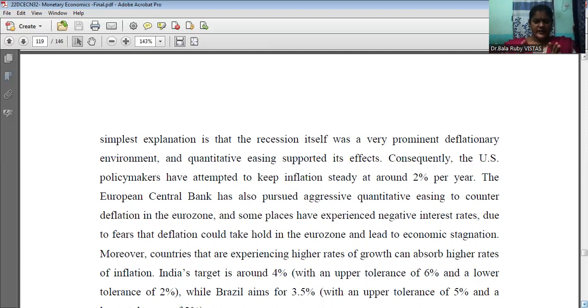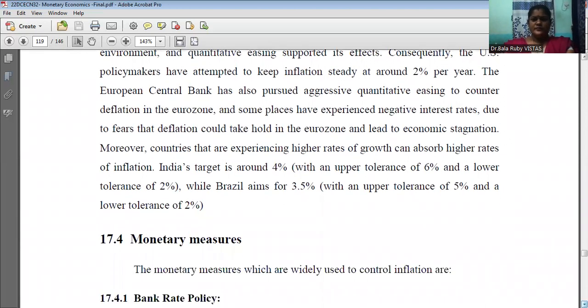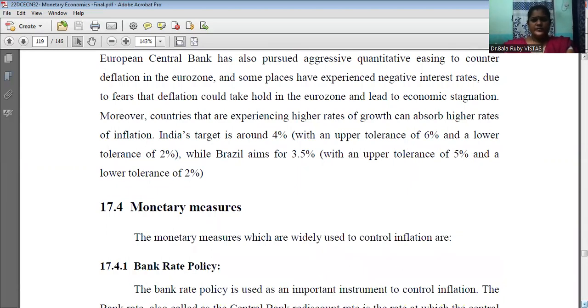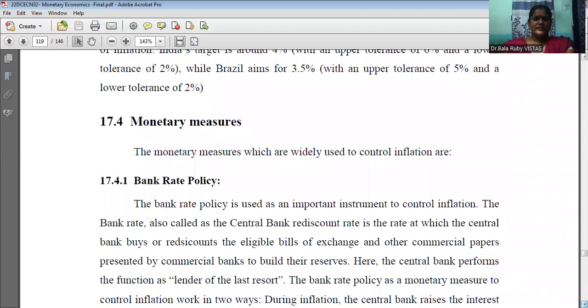Moreover, the countries that are experiencing higher rates of growth can absorb higher rates of inflation. India's target is around 4%, while Brazil aims for 3.5%. Now, let us concentrate on the monetary measures.